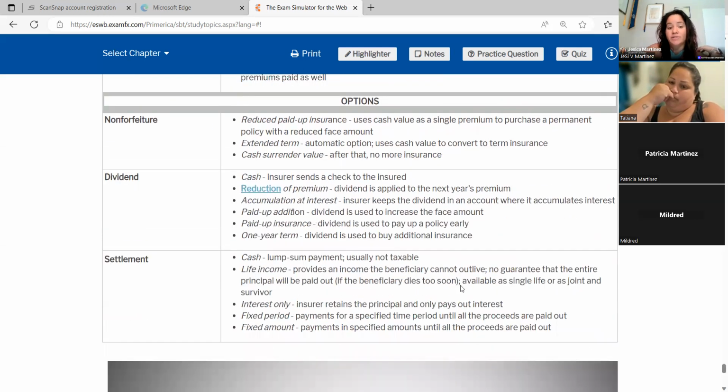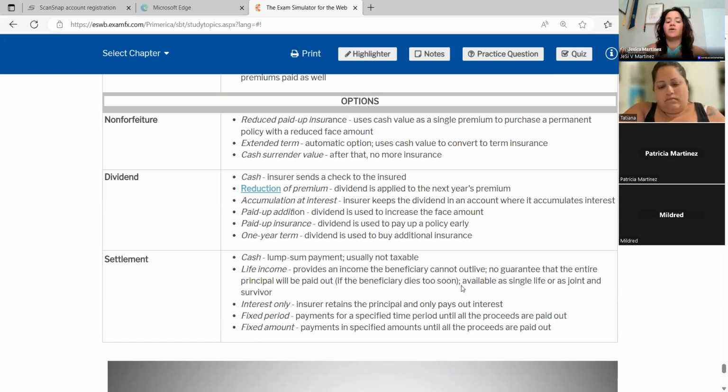Then we go to the options. Non-forfeiture: reduced paid-up insurance uses cash value as a single premium to purchase a permanent policy with a reduced face amount. We also have the extended term, the automatic option, which uses cash value to convert to term insurance, and cash surrender value. After that, there is no more insurance. So after you surrender your policy, that's it. Once you get that cash, you're no longer insured.